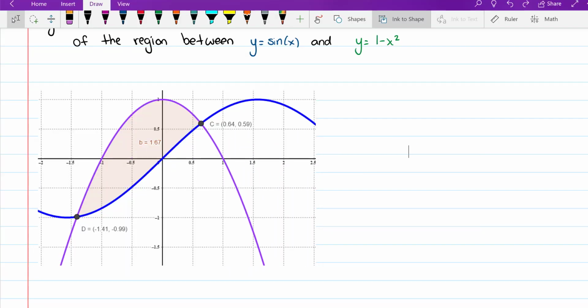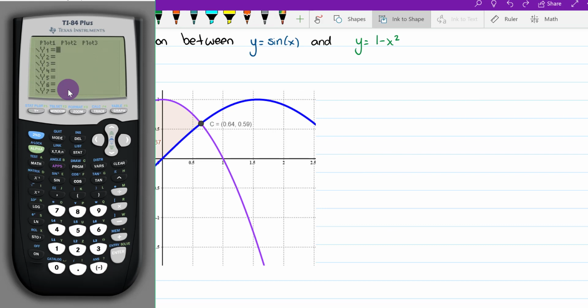So then what we need to do is bring up our calculator. So I like to type them in the order that I'm given. So I type y1 as sine of x, and I'm going to type y2 as 1 minus x squared. And then I go ahead and hit graph, and it'll graph those for me. And now what we need to do is find the intersection points. So you hit second, calculate, intersect, select the two curves, and make a guess.